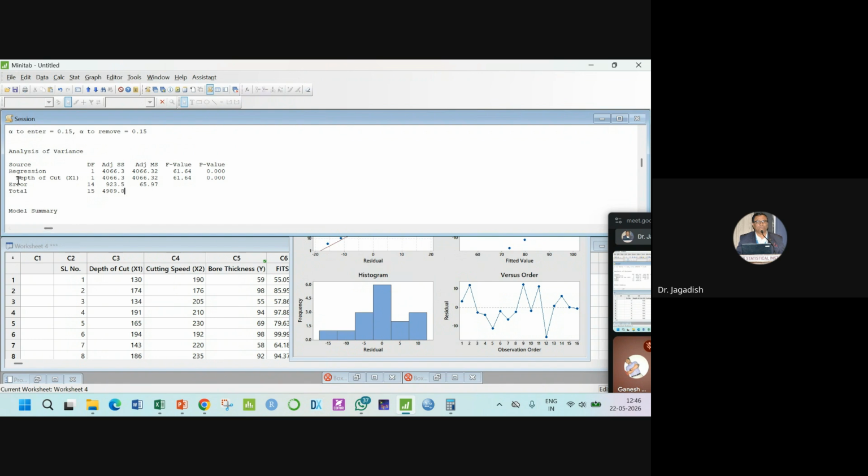Now you can see I added two variables, right? One is the depth of cut, another is the cutting speed, isn't it? But the stepwise regression automatically removed cutting speed from the model. Why is it removed? It is removed because by adding that cutting speed, the accuracy of the model was not improved, maybe.